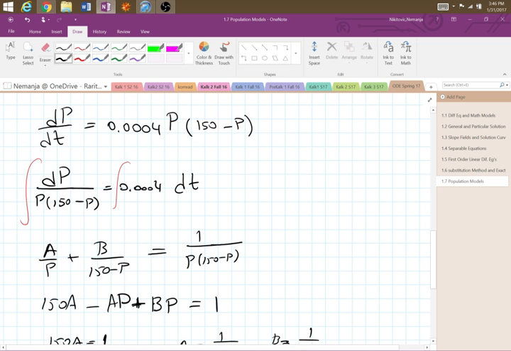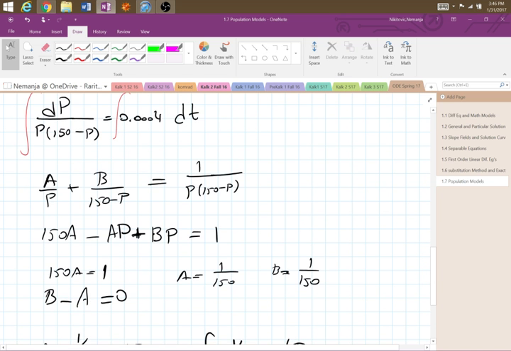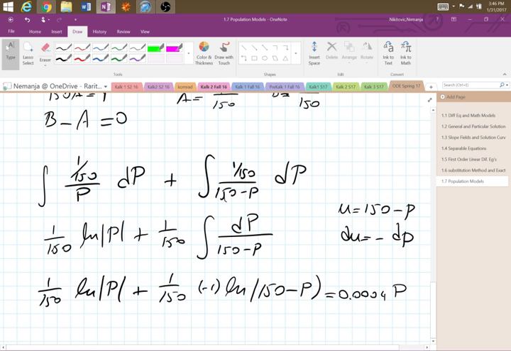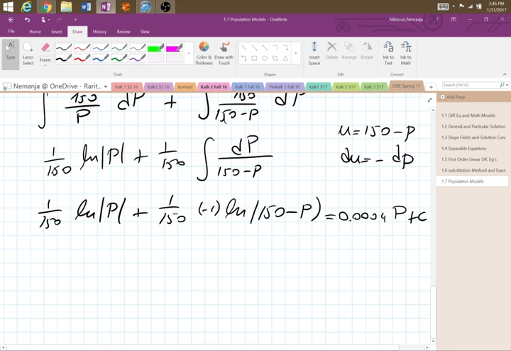What happened? So at the very bottom of the new line, it needs to be the integral of 0.004, right? Yeah, and that's where we pick up P plus C. So now all we need to do is solve this and get P by itself.